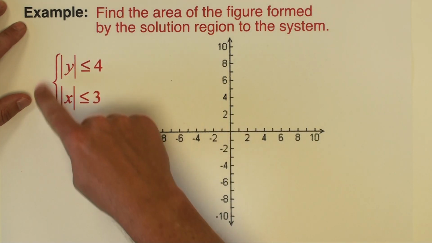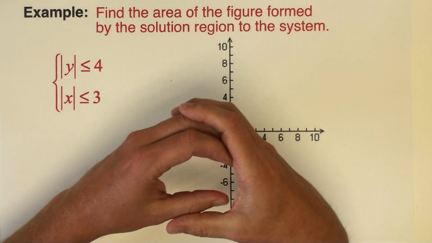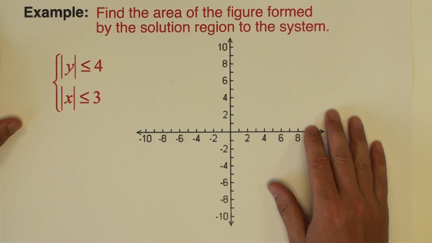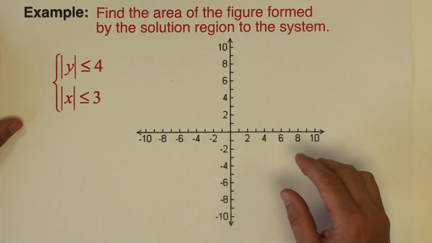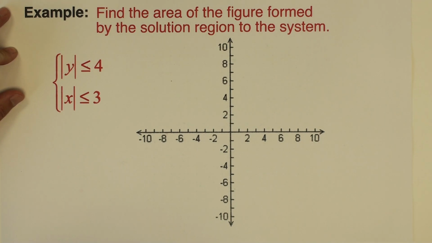Okay, so I'm going to give you enough lines over here that the shading is all going to shade together. It's going to make a shape, and I want you to find the area of that shape. So we're pulling in some geometry as well. Let's first talk about the absolute value.